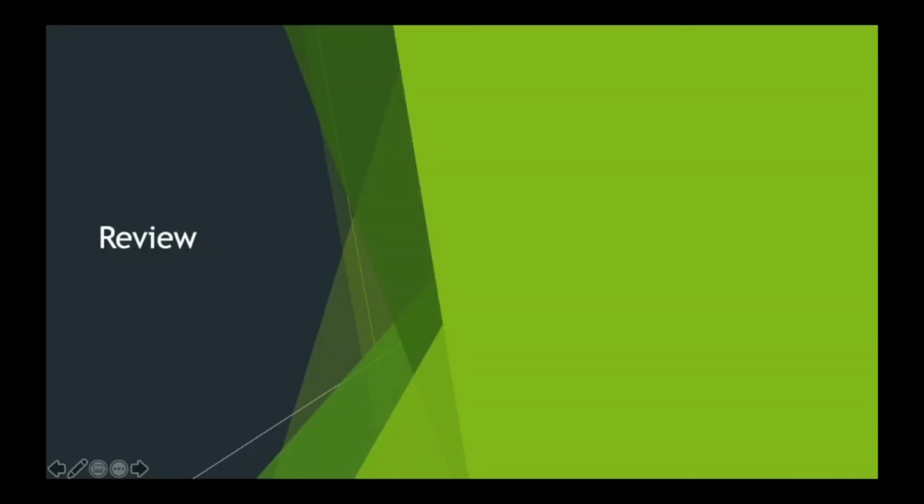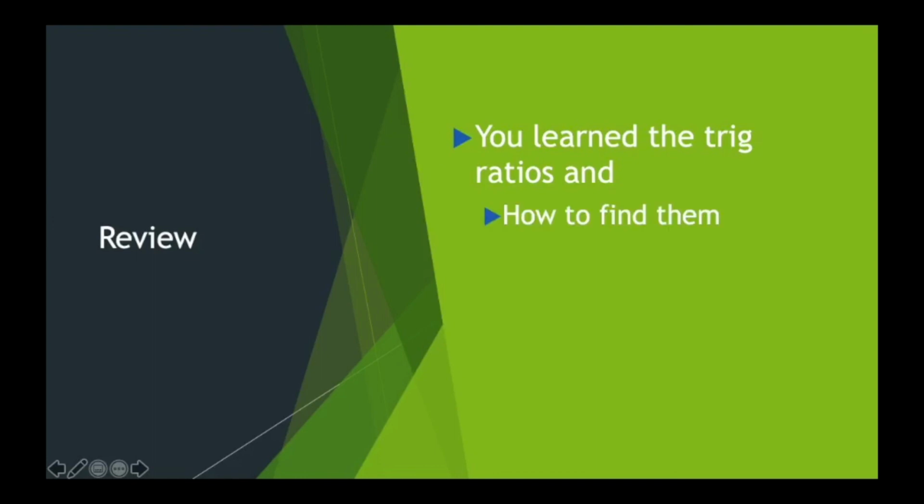Let's review what we did in this lesson. We learned the trig ratios, sine, cosine, tangent, and their reciprocals. We learned how to find them, and we learned how to use them.